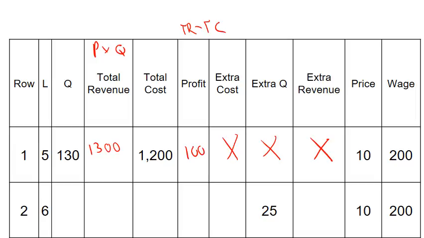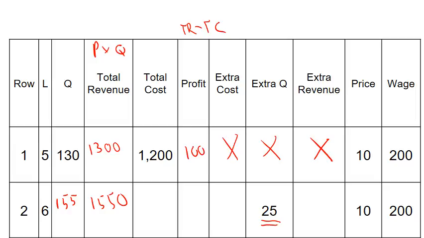Gets a little more interesting. The first thing I know is that the extra output is 25. That tells me output's risen by 25 when I go from L equals 5 to L equals 6. If I started at 130 and I add 25 to it, I'll get a total of 155 is my new output. 155 times 10 gives me my new revenue, 1,550.